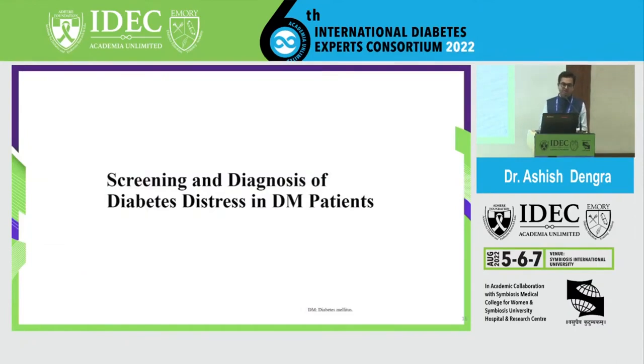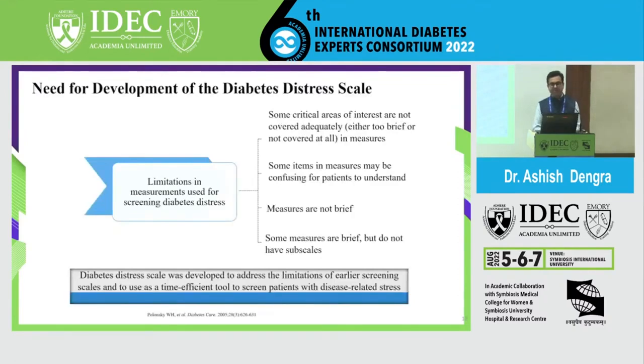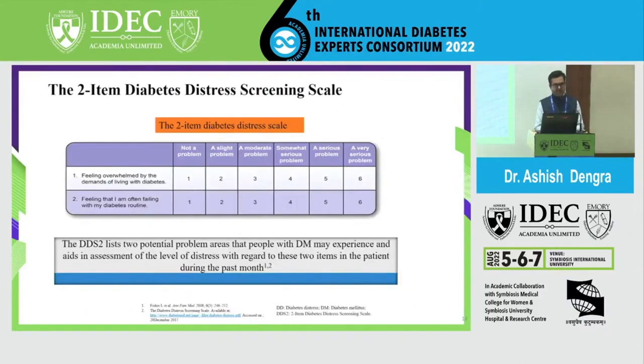You can teach or make a multidisciplinary team in your clinic to diagnose diabetes distress, to screen for it, and to counsel the patient. Screening and diagnosis are very important, but because you don't have time, you have to make a team in your clinic. So, the need for development of a diabetes distress scale. There are various limitations in the measures used for screening diabetes distress. There was a 2-point scale used previously, which included feeling overwhelmed or feeling that I am often failing with my diabetes routine.